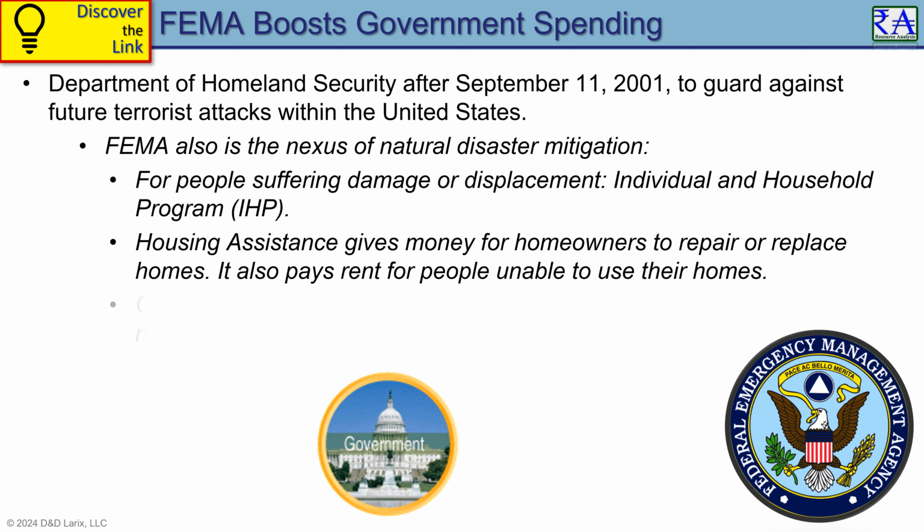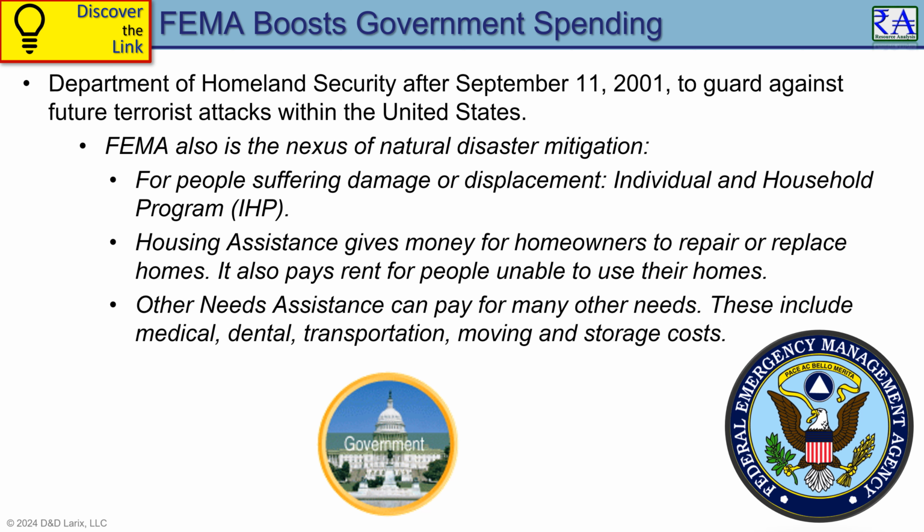FEMA is also the nexus of national disaster mitigation and recovery for the entire nation. Through the identification of natural disaster risks, such as wildland fires, flooding, earthquakes, landslides, and hurricanes, and associated natural disasters, the federal government has transferred funds to Indian tribes, states, counties, and cities. These recipients provide matching funds to the federal dollars.